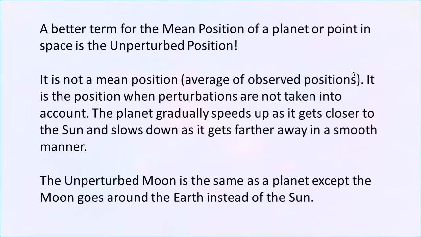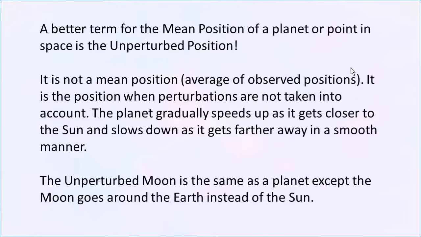Now, in terms of the nodes, let's start connecting what we're learning here to the way we describe planetary positions. A better term for the mean position of a planet or point. So when we talk about the mean node, or the mean sun, or something like that, a better term is unperturbed position. It is the position determined by Kepler's 3 laws and stopping right there.